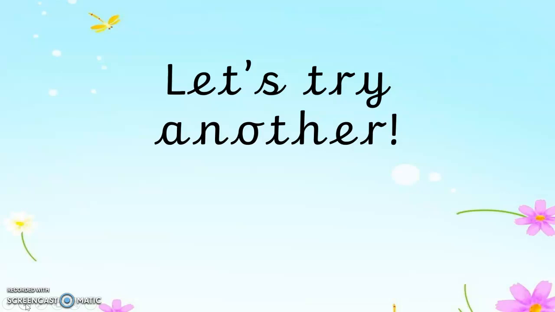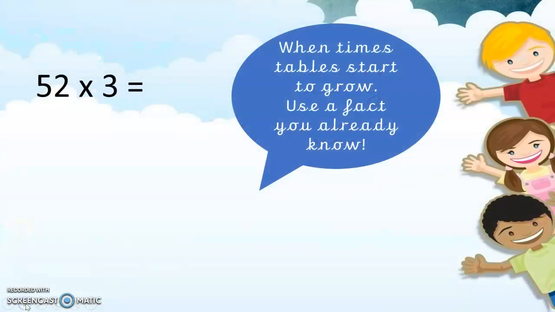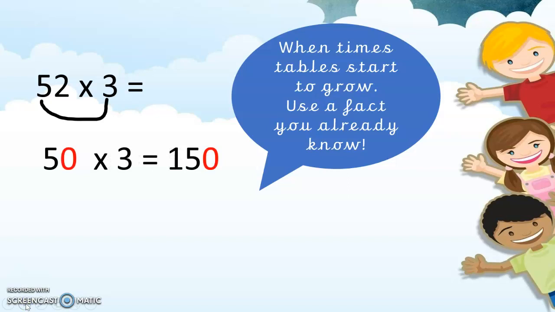Let's try another. 52 times 3. That is big. What fact can you see we can use? That's right, we can use 5 times 3 is 15. We don't want 5 times 3 though, we want 50 times 3. So add the zeros to make it 10 times bigger. Brilliant. 50 times 3 is 150.